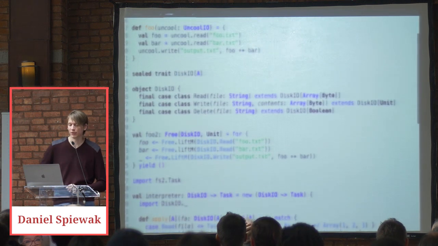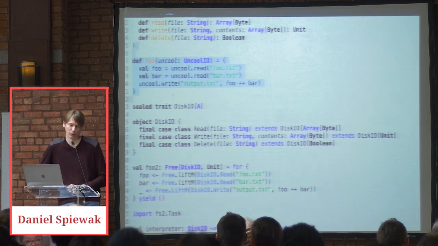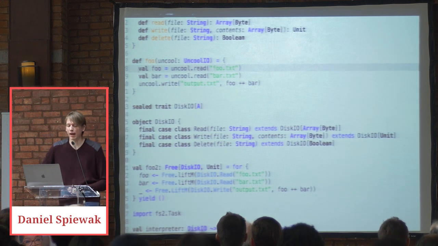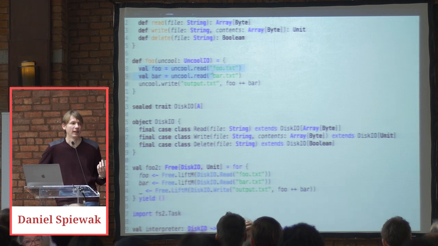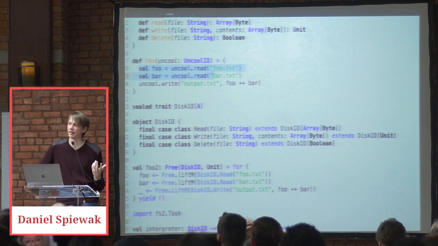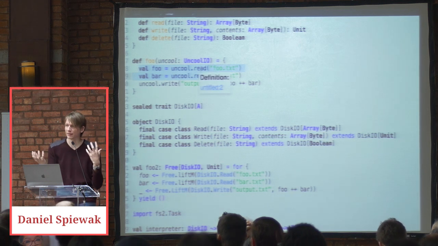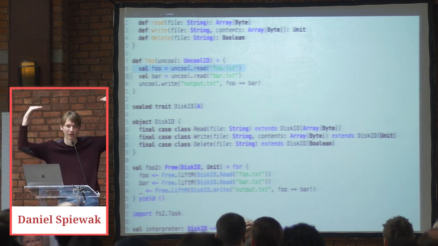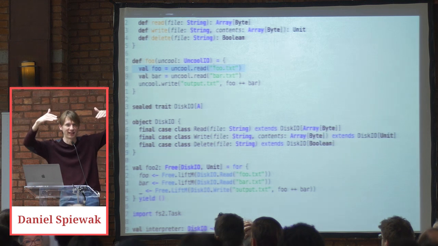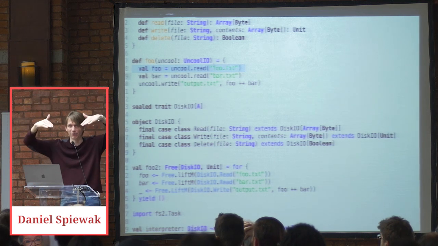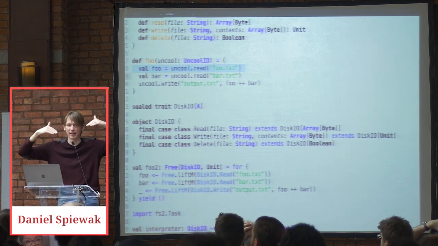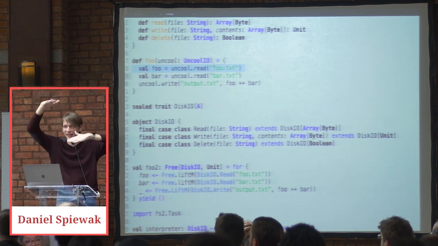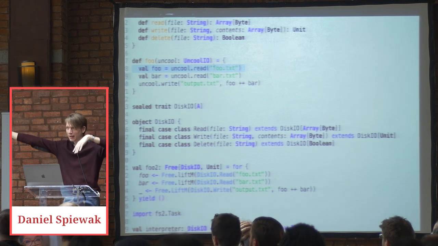So again, if we come back to the example of the uncool foo, this program is code, right? The only data that it exists as is bytecode. So we can't sit here and introspect it and write tests that say, the first thing I do is read, and then the second thing I do is read another thing, and then I finally write. You can't really write that test. You can only run the foo function and then see if the files actually got manipulated, right?